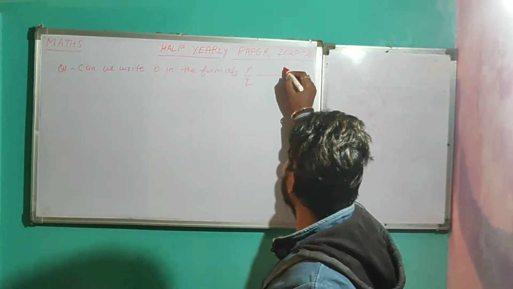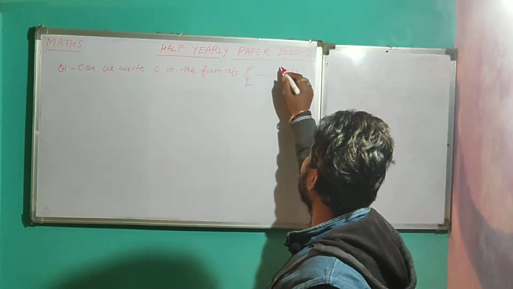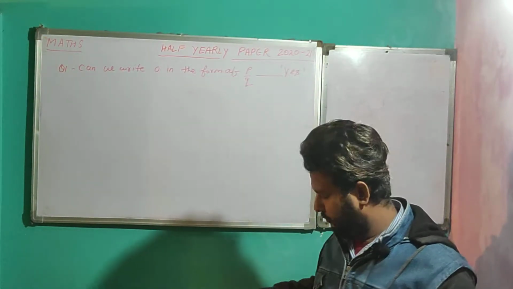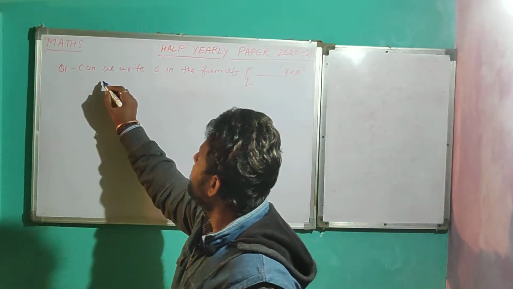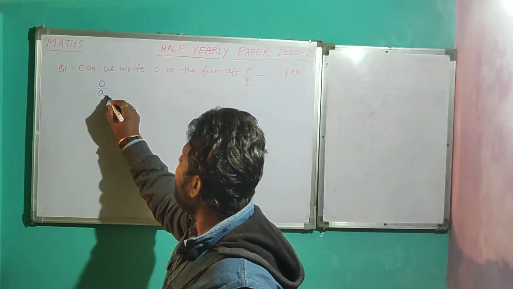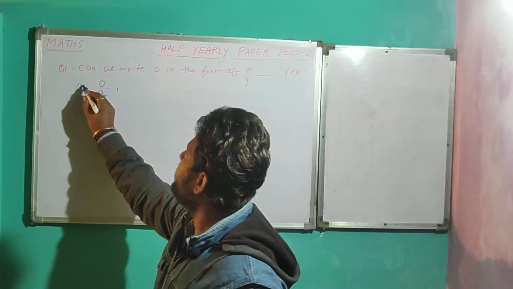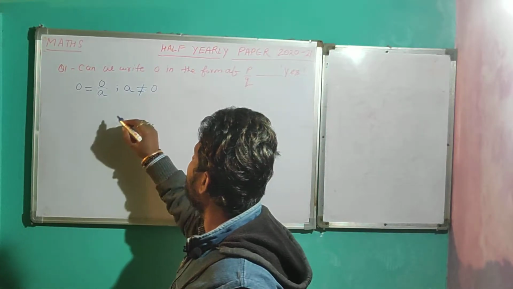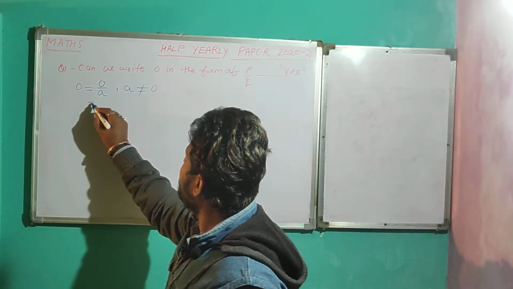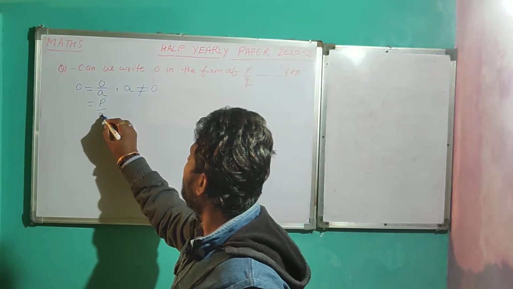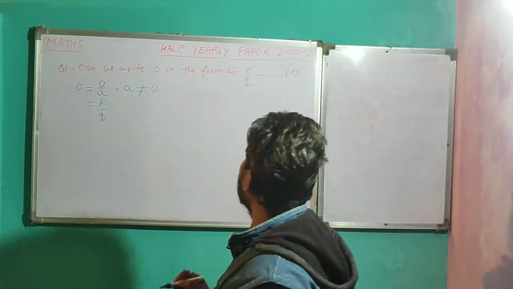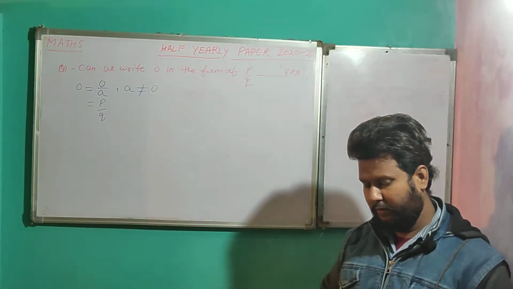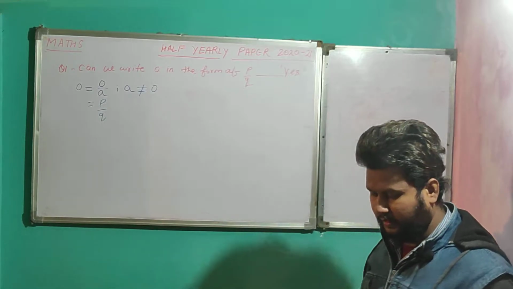The answer is yes, we can write 0 in the form of P upon Q, because you can write 0 as 0 upon A, where A is not equal to 0. This is equivalent to P upon Q. Hence, it can be written in the form of P upon Q. Next question.